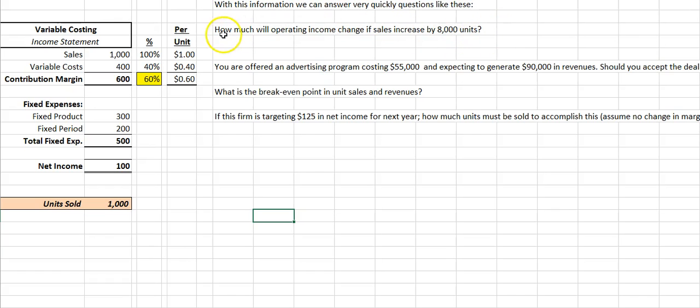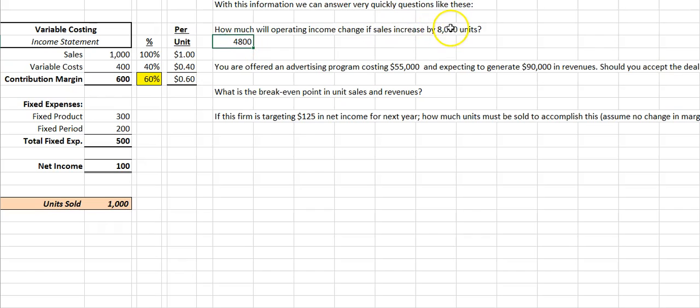Well, that's pretty simple, right? If you don't understand things correctly, you say, well, I sell each one for $1, so operating income should increase by $8,000, right? You would simply go 8,000 times $1. But that would be wrong, because each one of these incremental units that you sell for $1 is also going to increase your expenses by 40 cents. As you produce and sell these units, you are increasing your variable cost by 40 cents. So in reality, each of these units only contributes 60 cents to your bottom line. So the right answer is to take 8,000 and multiply it times 60 cents, not $1. So my operating income will increase by $4,800.